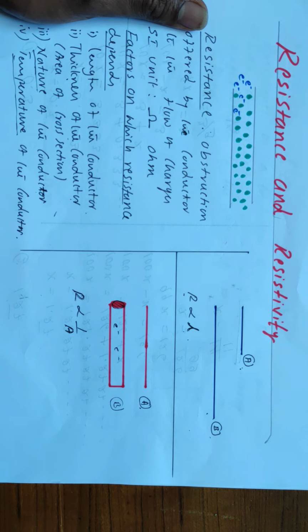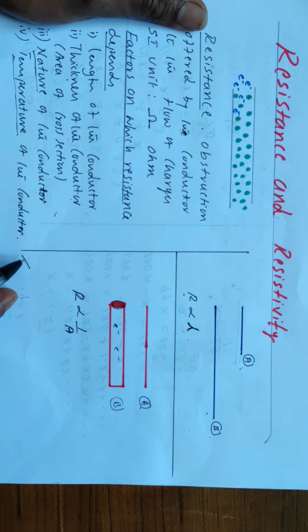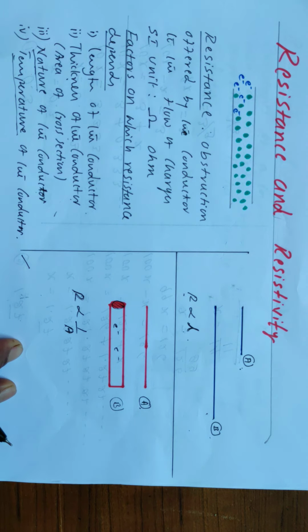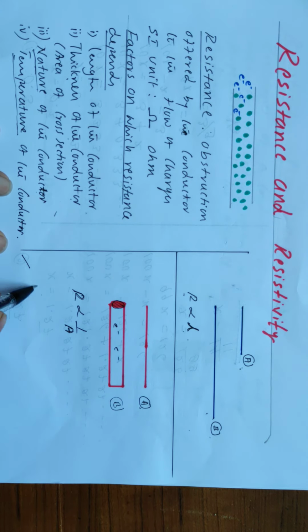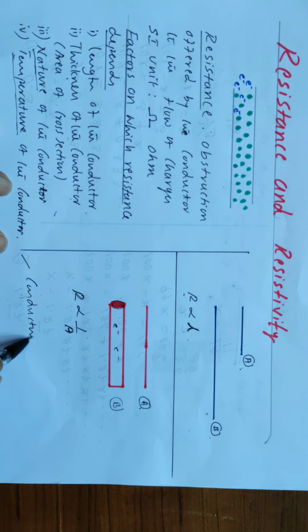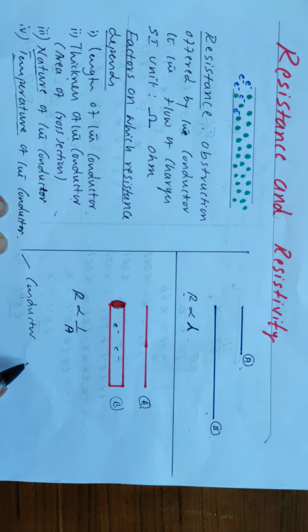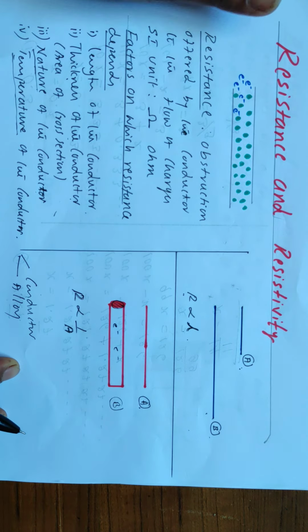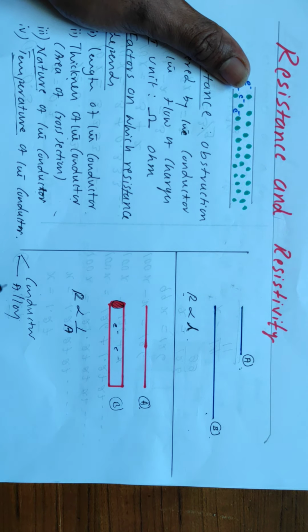As far as temperature is concerned, in case of conductor, resistance increases with the temperature. That means as the temperature increases, the resistance also increases. In case of alloy, if we vary the temperature, resistance also varies, but within a very narrow range.